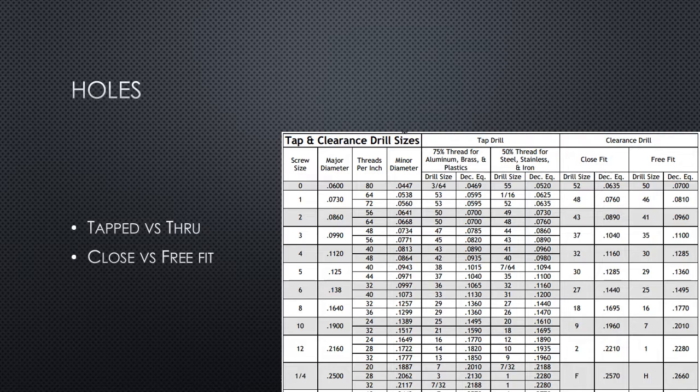Also, if you don't want any threads for your hole, you can choose either a close fit hole or a free fit hole for your clearance hole. Close fit means that there is basically no movement at all in the bolt. You want your bolt to be perfectly perpendicular in that one set location. However, if you do want some play, some movement for your bolt to move around in, you can choose a free fit hole, which is slightly larger than a close fit.